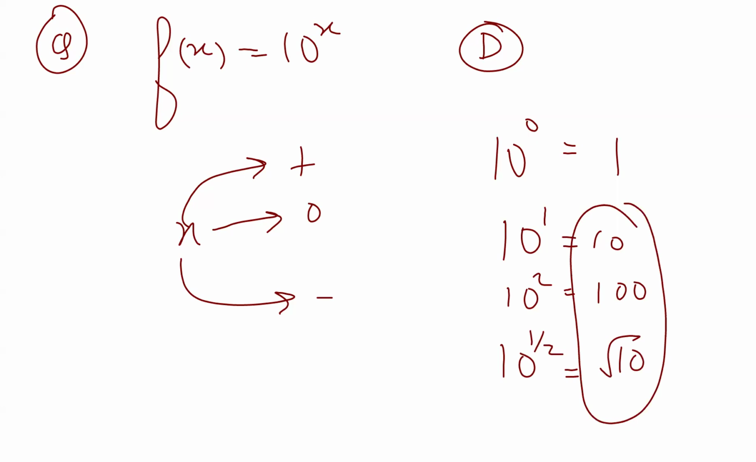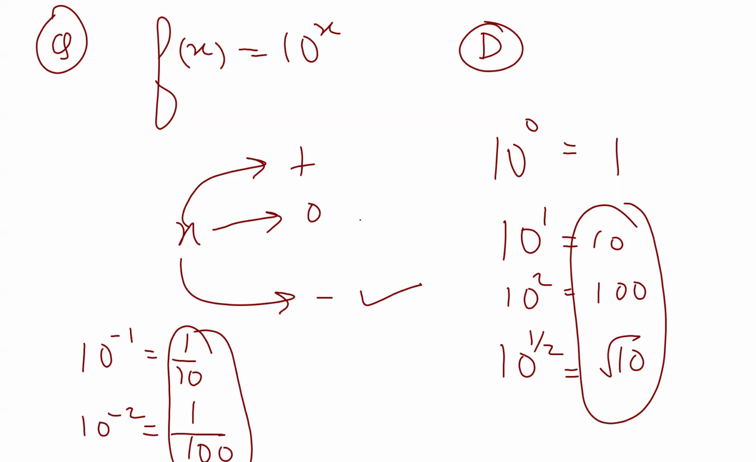And let's take some negative ones. 10 raised to minus 1 is 1 upon 10. 10 raised to minus 2 is 1 upon 10 square, which is 1 upon 100. So for the negative values also, we are getting the answer. We are getting the answer of 10 raised to x when x can be 0, negative or positive. So the domain says x belongs to all real values. Okay.